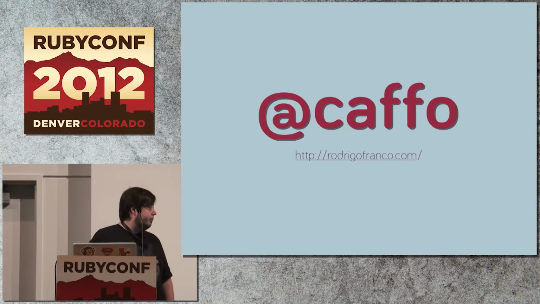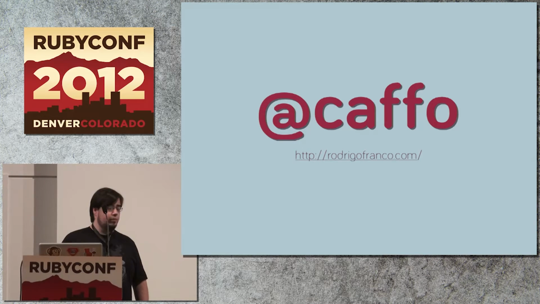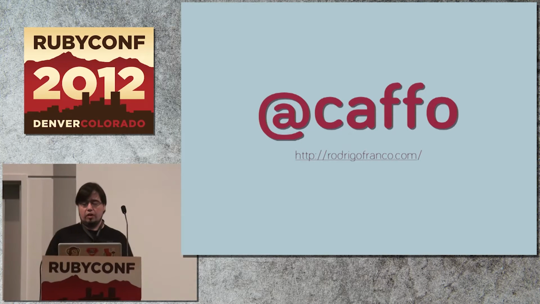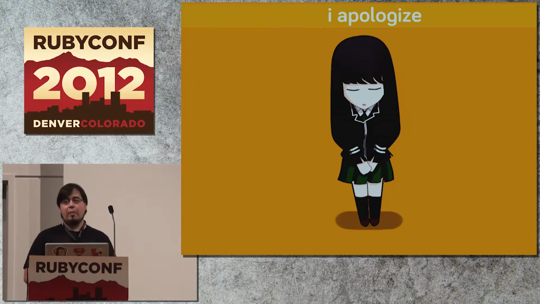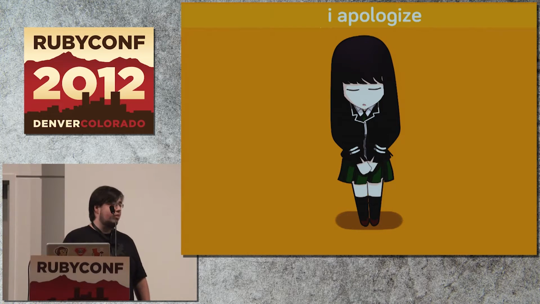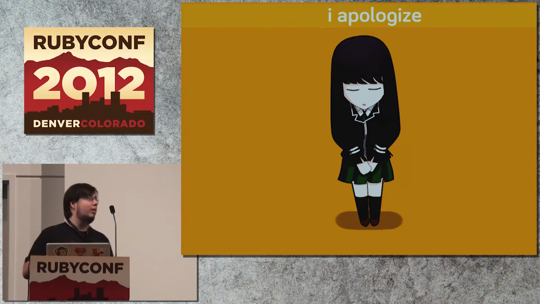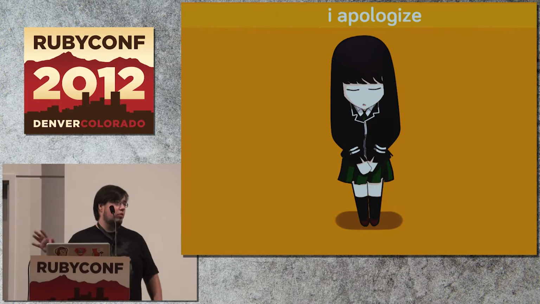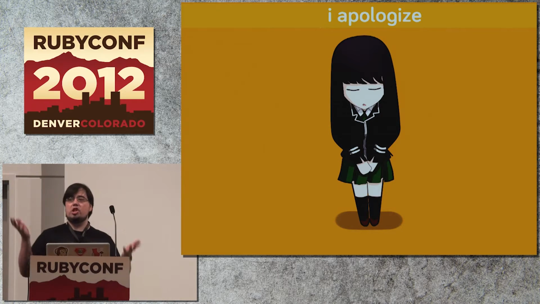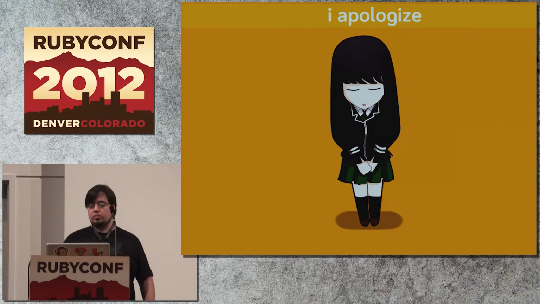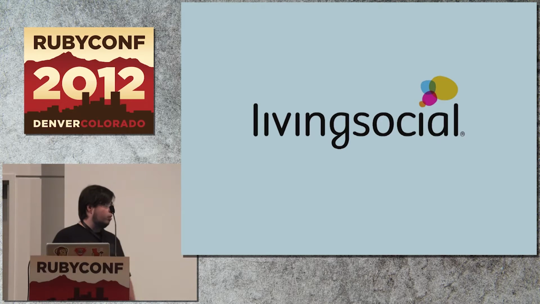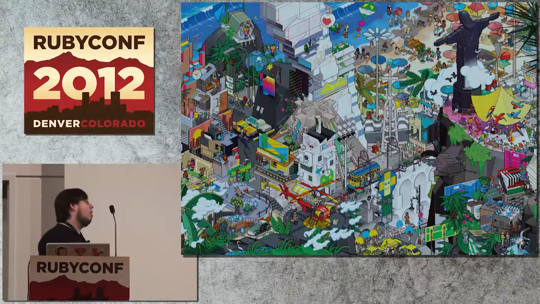My name is Rodrigo. I'm also known as Cafo. The first thing I want to tell you is that I apologize that my English sucks. The reason is that I learned it by myself in Brazil with no formal training. So if you find something hard to understand, just shout, and I will do my best to be understood. Okay, I work for Living Social. I work remotely from Brazil with a couple of other developers, and I live in the sunny city of Rio de Janeiro.